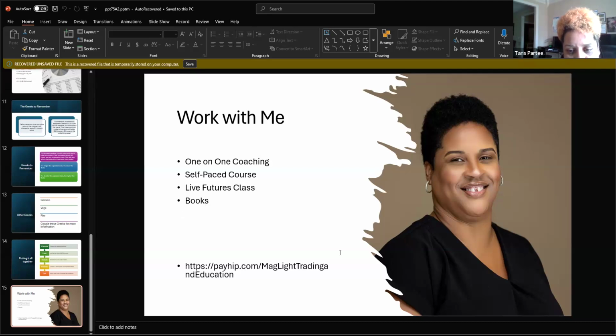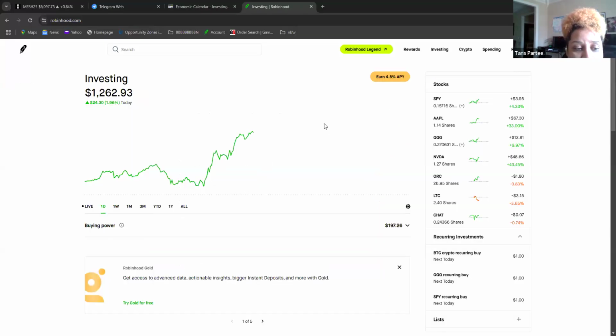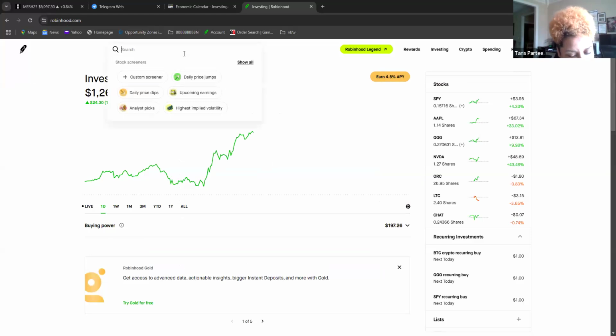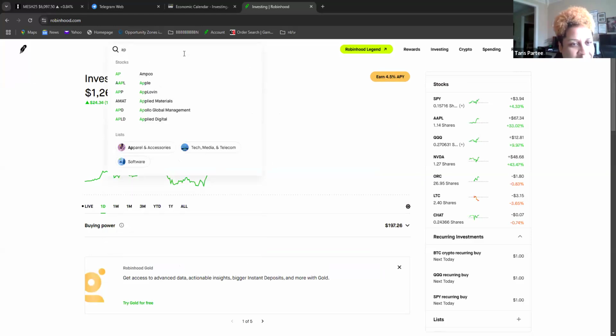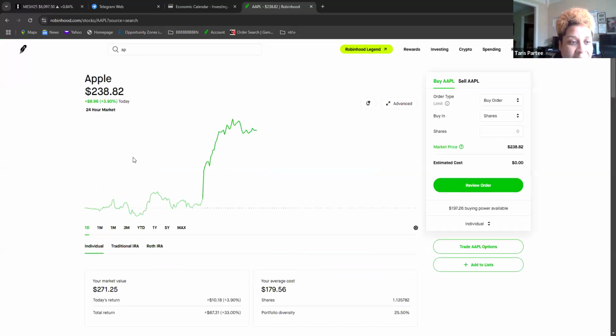All right, let's go to the chart. I personally like Robinhood. Now that's just me. I like Robinhood, so don't judge me. You're going to hear a lot of bad things, but they can say what they want. Robinhood has the easiest platform to use, so I like it.